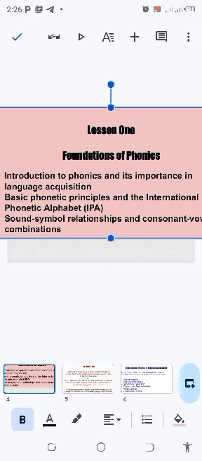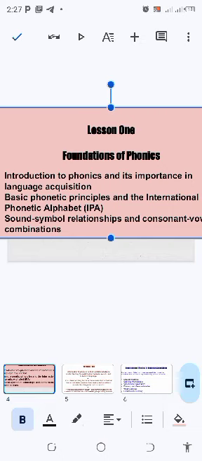So we're going to be introduced to phonics and its importance in language, and why we need to learn phonics. Why should it be integrated in acquiring a language, especially the English language? Two, we're going to learn the basic phonetic principles. What are those principles that are involved in learning phonetics or phonics? And of course, we're going to learn the IPA, the International Phonetic Alphabet.